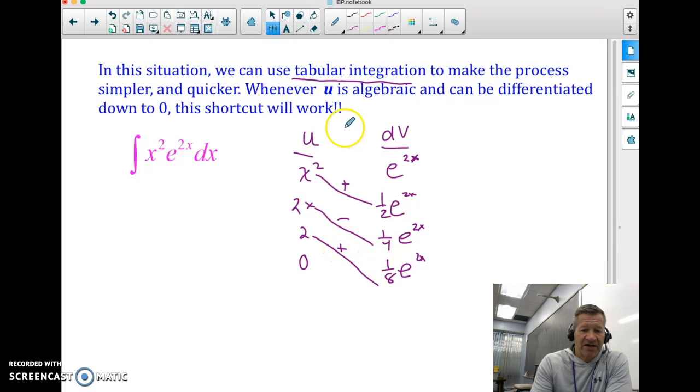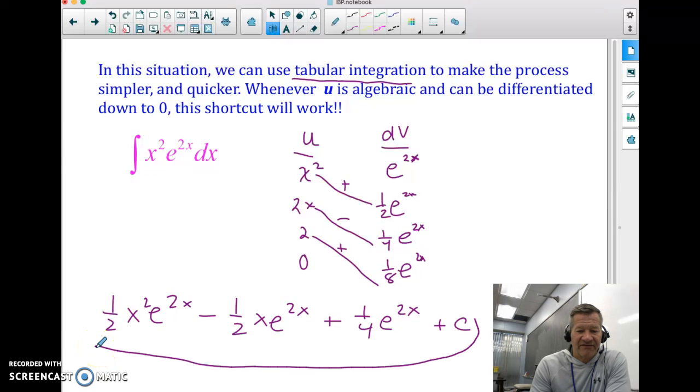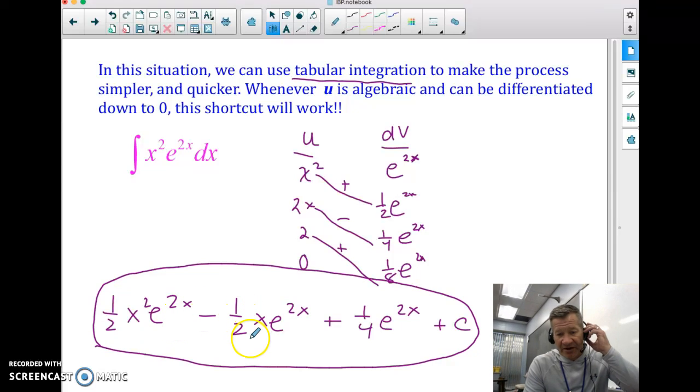So if I watch this, this is half x squared e to the 2x, minus 2x times 1/4, that's half x e to the 2x, then plus 2 times 1/8 is 1/4 e to the 2x. And then, of course, since it's an indefinite integral, plus c. This is the antiderivative for that expression, and that's called tabular integration. It's a better option than integrating repeatedly.